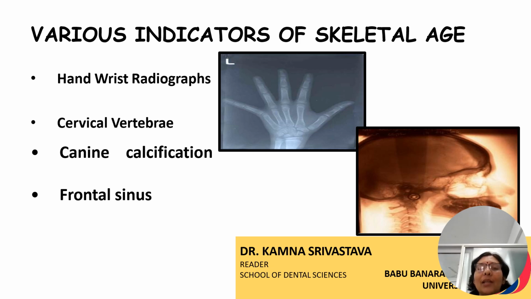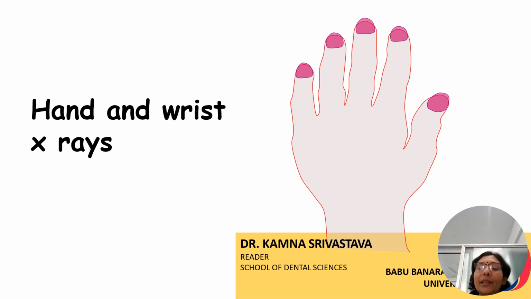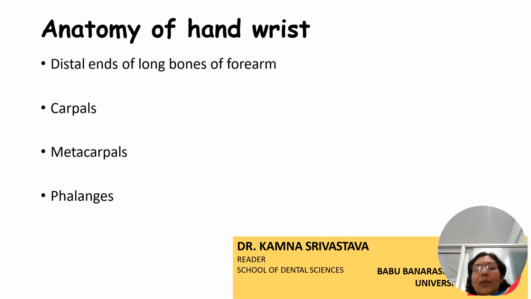Now, how do we see various indicators of skeletal age? We can visualize it with the help of a hand wrist radiograph, cervical vertebrae, canine calcification stages, or the frontal sinus. Now, hand wrist is the oldest technique. The main drawback was that an additional X-ray was needed. Generally in orthodontics, when I want to see a pubertal growth spurt, they are growing children, and we have to unnecessarily expose them to radiation.